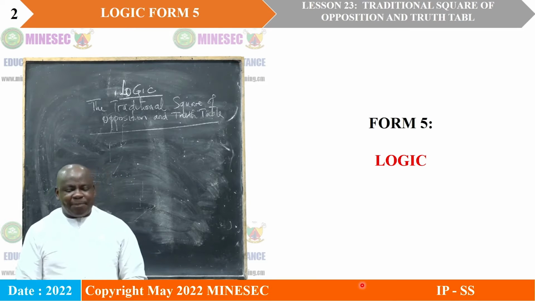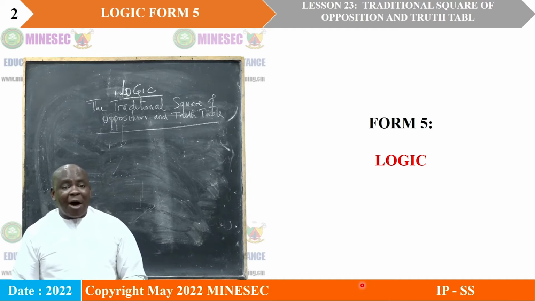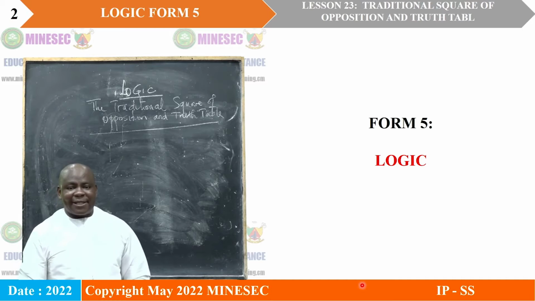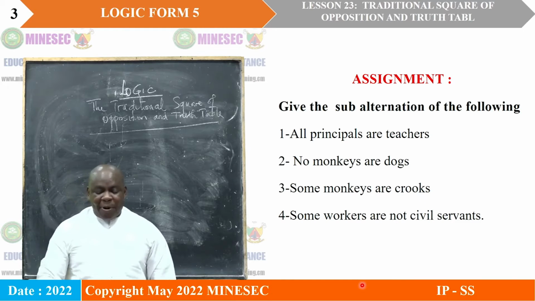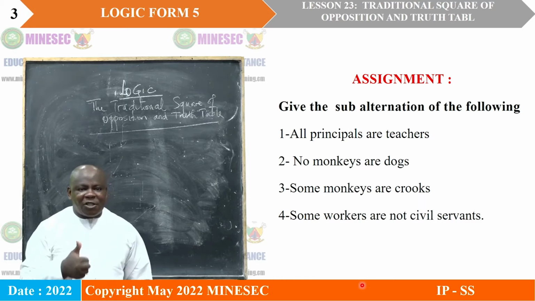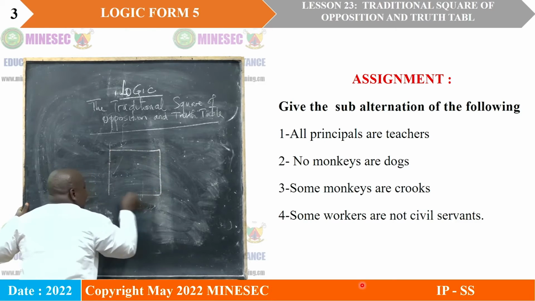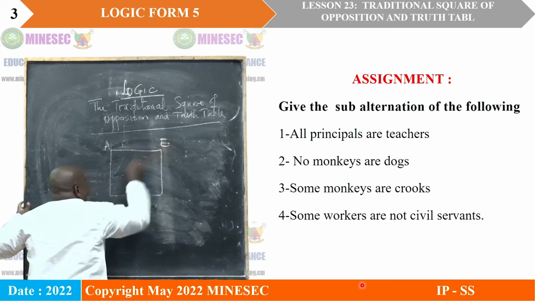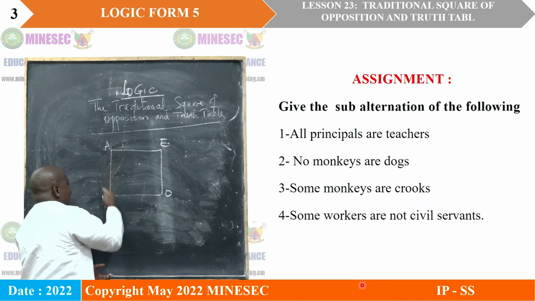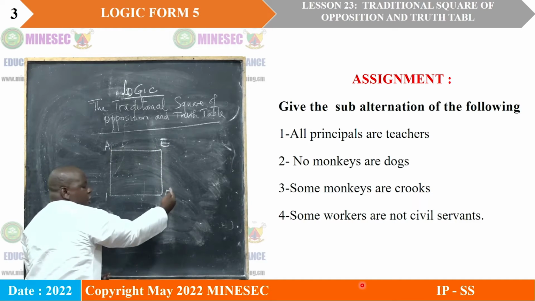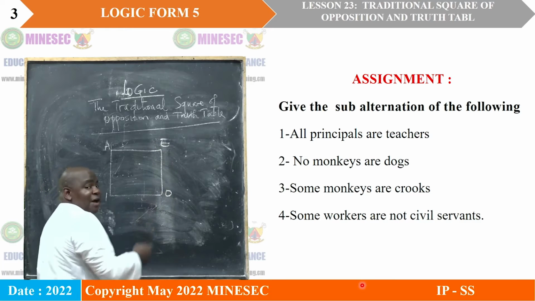Now, before we enter our formal lesson, we're talking about the assignment. Also, we talked about subordination opposition. We gave an assignment, so let's look at it. In our last lesson, we said give the subordination of the following. Remember, we were talking about a square in which A and E are up, I and O are at the bottom. We said subordination pairs are A, I, and E, O. Both of them must affirm as well as both of them must deny.